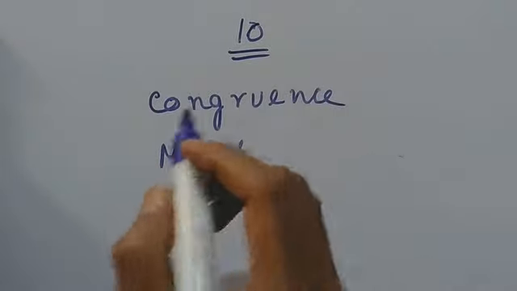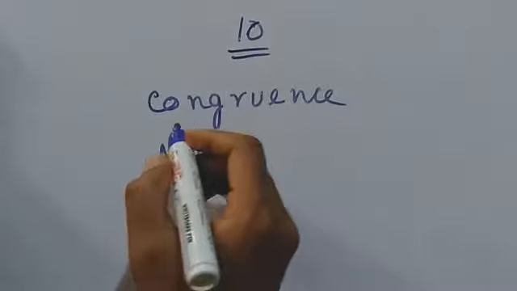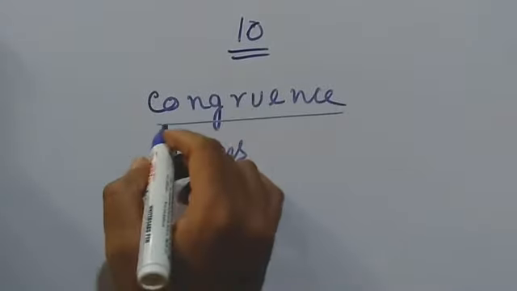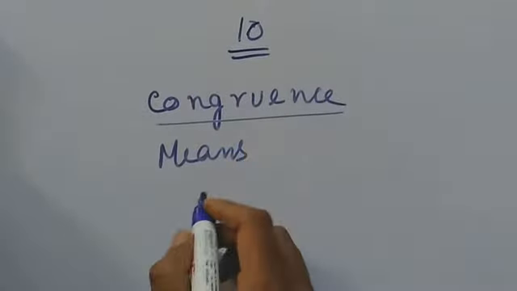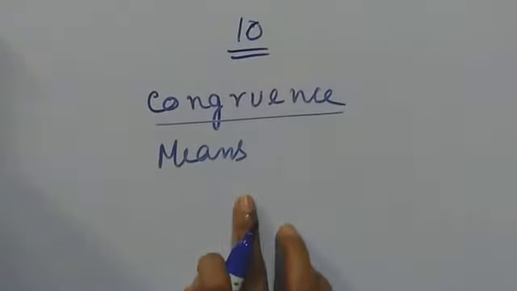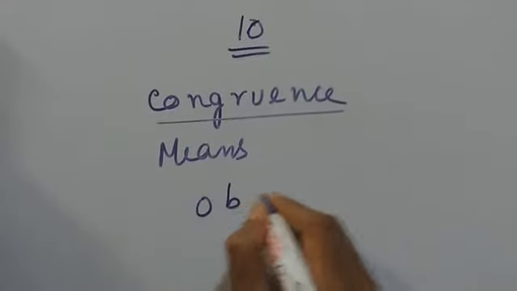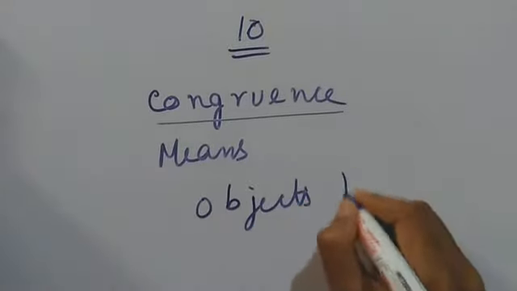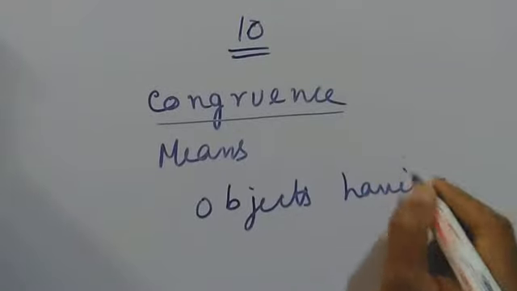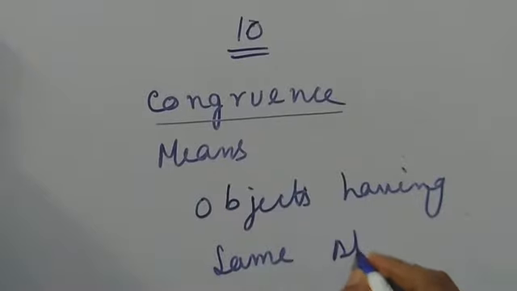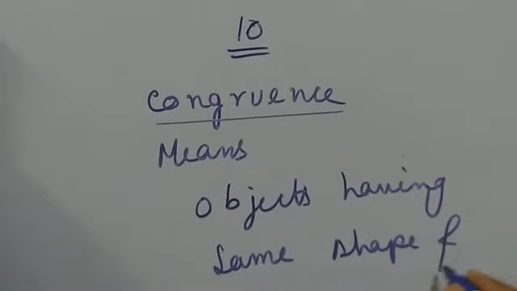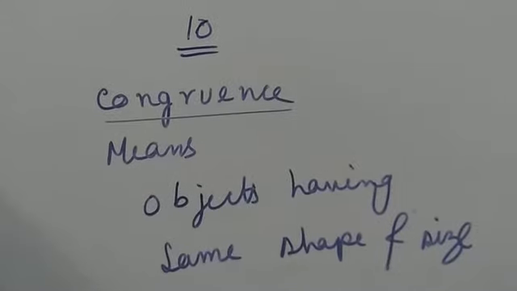Here in Exercise 10.1 we have to use this word congruence. What is the meaning of this word congruent? Sometimes it is called congruence or sometimes congruent. Congruent means objects having the same shape and size. Same shape and size.